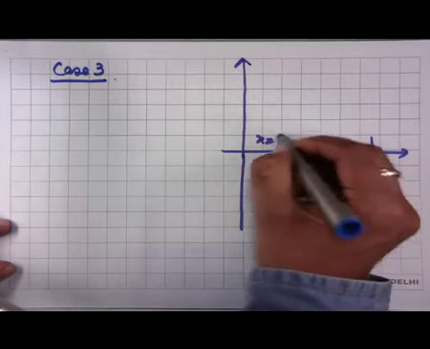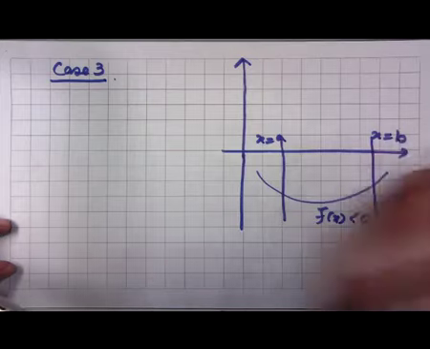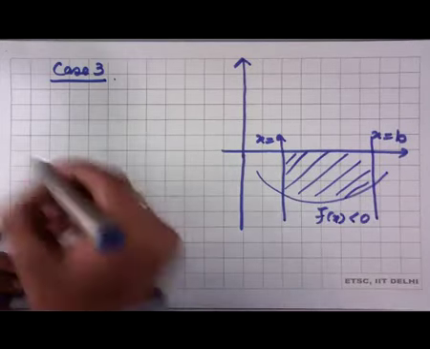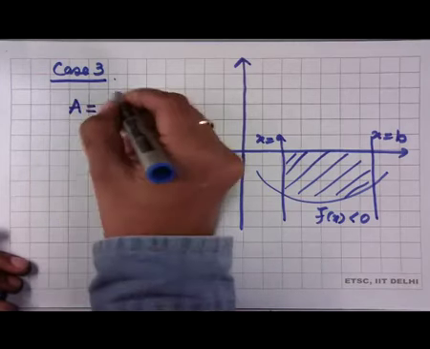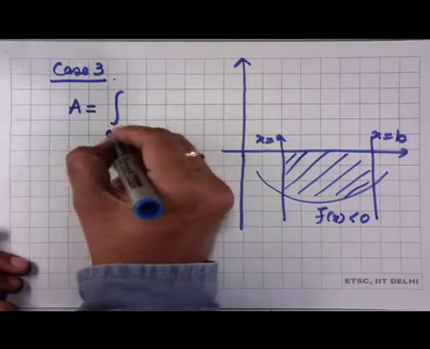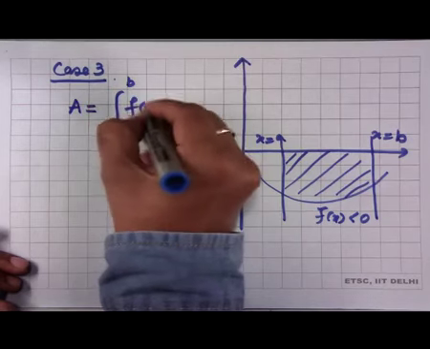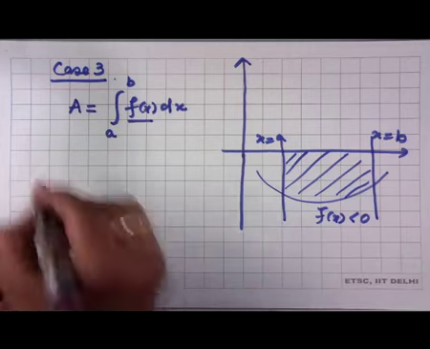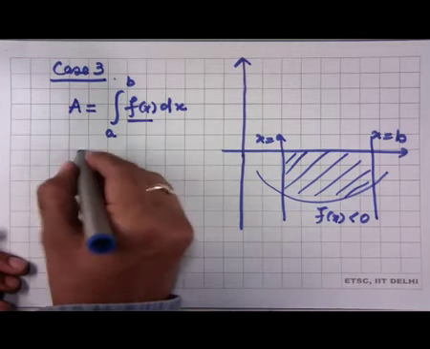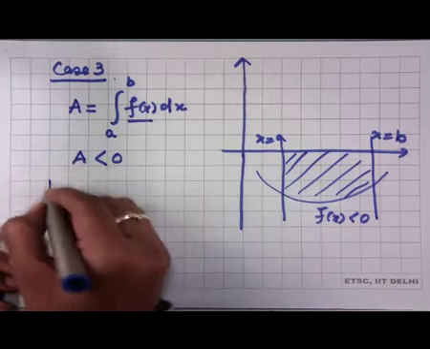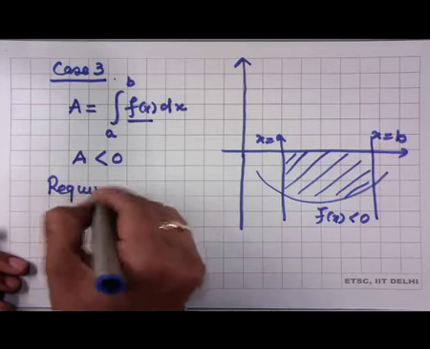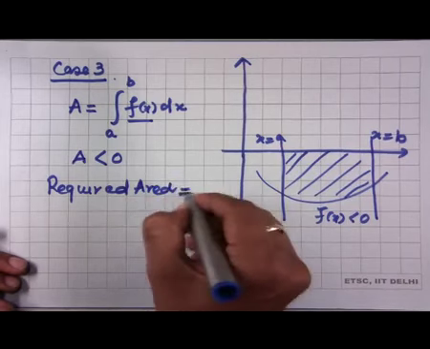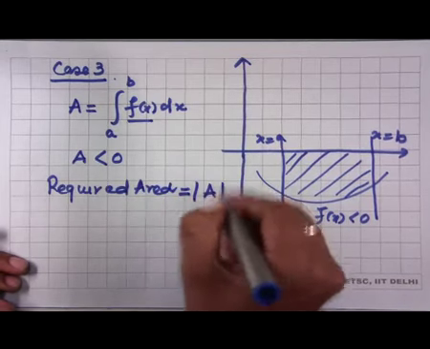This is the line x equals a, this is the line x equals b, and this is the required area. So again the formula by similar logic will be integral a to b f(x) dx, but since f(x) is negative throughout, the value will be negative. Therefore for the required area you have to take the modulus of the final value. So required area will be mod of that integral.